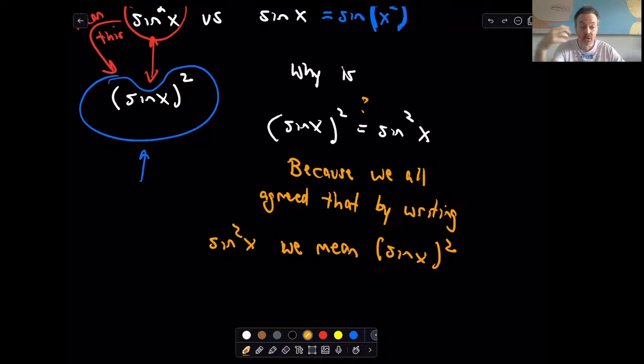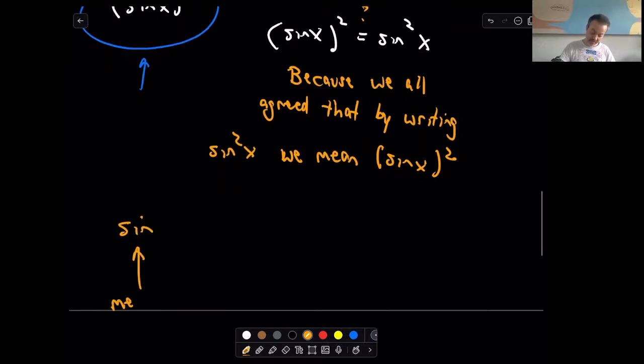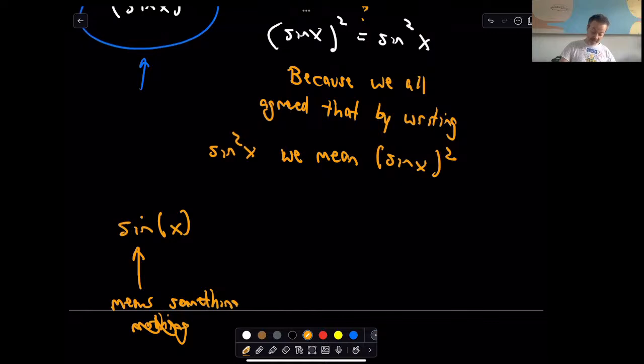Yeah, exactly. So sine is not separate from x, right? Sine by itself means nothing. Just writing sine doesn't mean anything. They're two different things. Sine means nothing. Sine of x means something. That now has a meaning. You're taking x and putting it inside of sine.